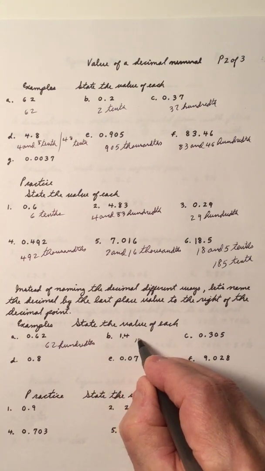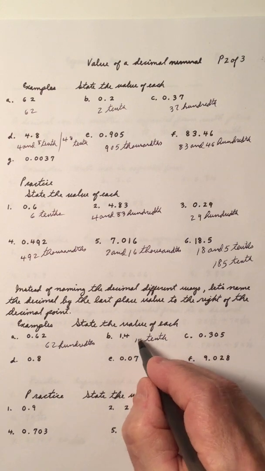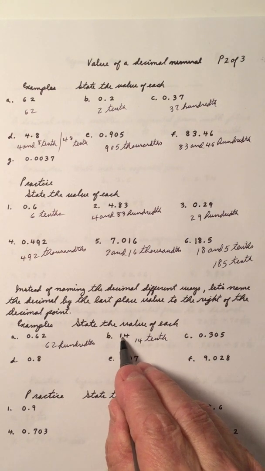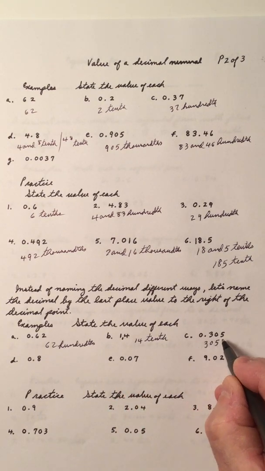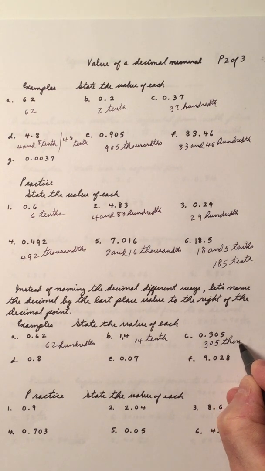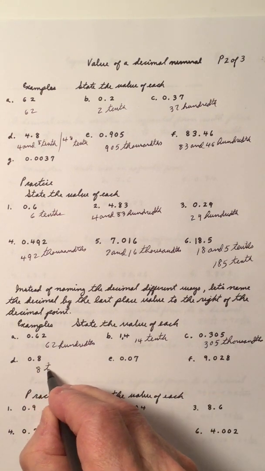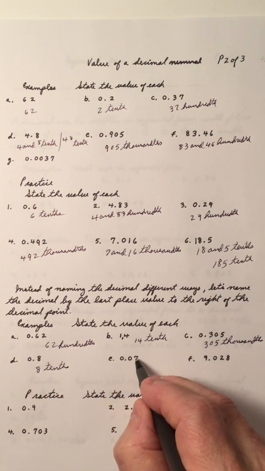This one is 14/10. Notice you drop the decimal, just the number. This is 305 thousandths. So we named it by the last place value. This is 8/10. There's only one place value, it is 8. This is 7.